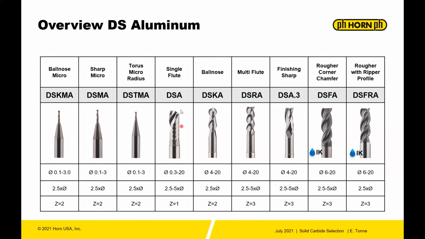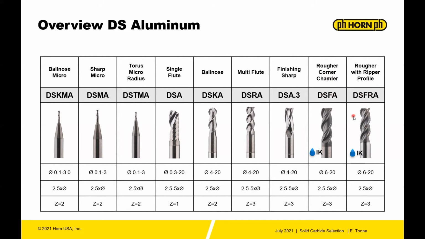Single flute tool is a very good tool because you can plunge into the material and rough out a pocket. It's kind of a good end mill to have around the shop. You have ball nose multi-flute tools, finishing sharp. This is an end mill with extremely highly polished internal flutes for good chip evacuation. You also have roughing end mills with a corner chamfer in the DS FA, as well as a DS FRA, which has a ripper type profile to reduce forces and break the chips up.